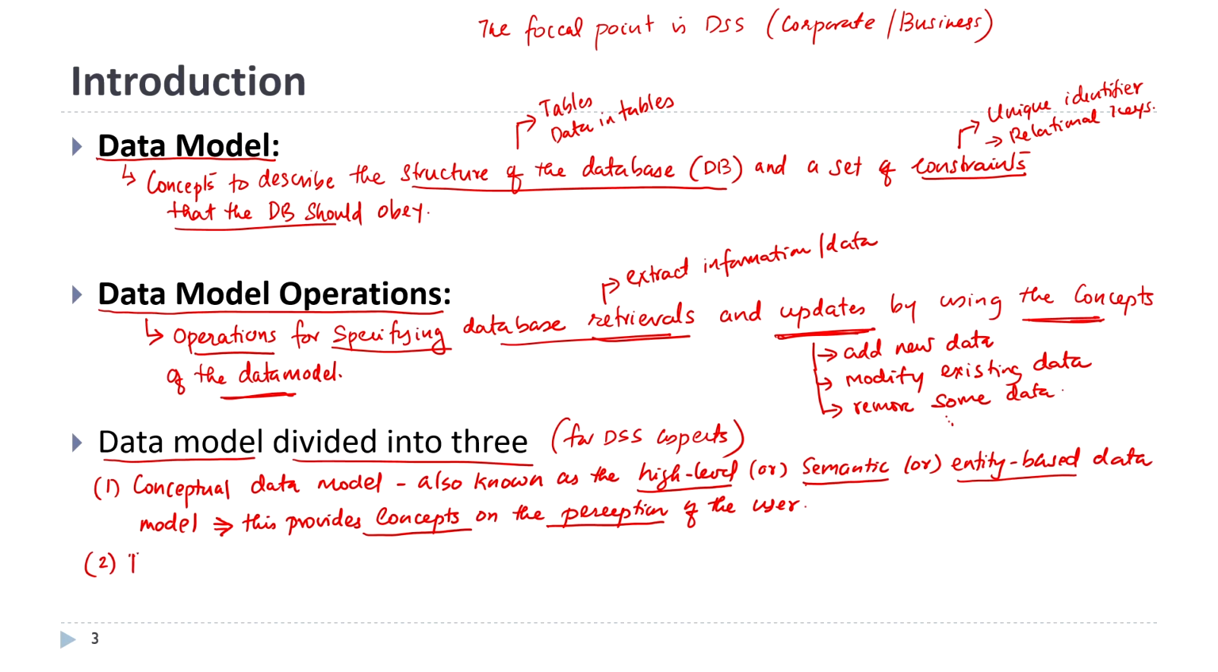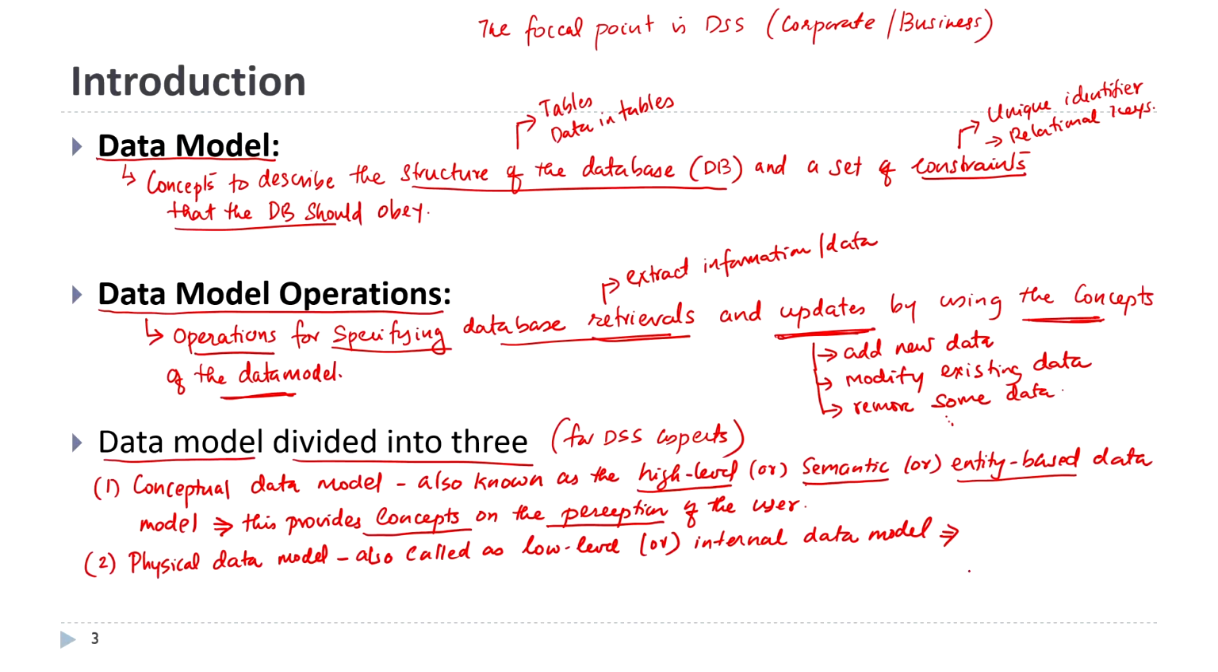The second one is the physical data model. Many books and people also call this the low level model. It is also known as the internal data model. Even though people rarely call the conceptual data model external, the physical data model is known as the internal data model. And what does it do?